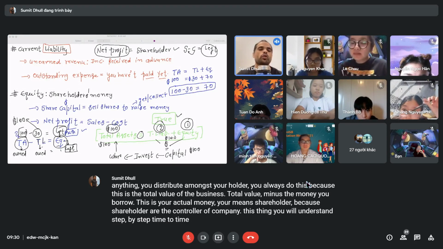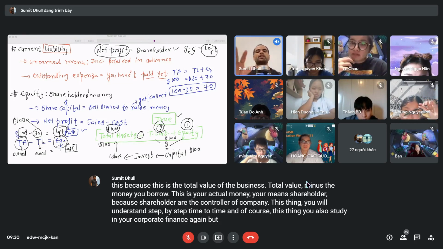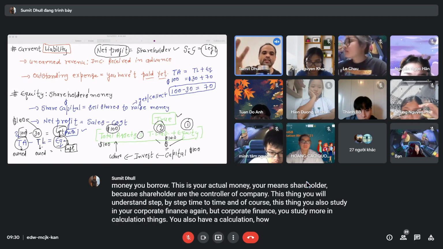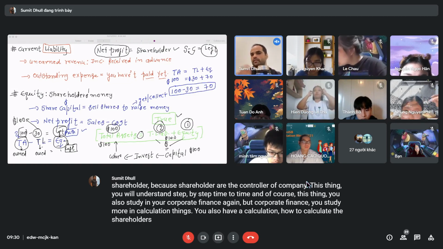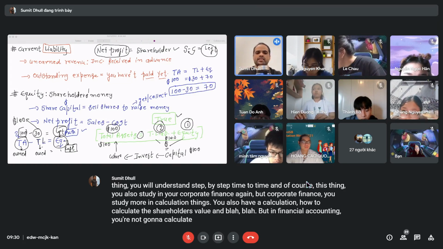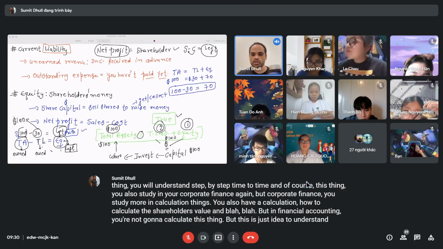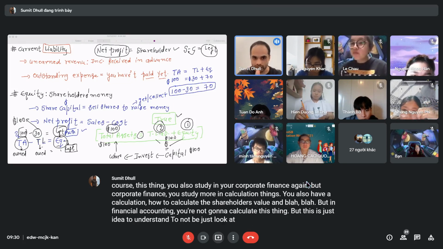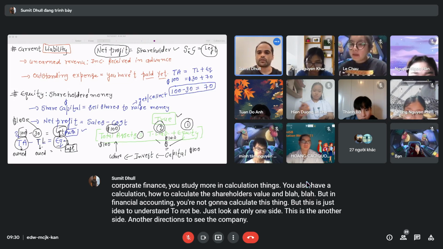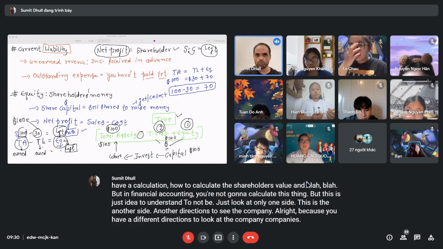And of course, this thing you also study in your corporate finance again. But in corporate finance, you study more of the calculation side. You also learn how to calculate the shareholders' value and so on. But in financial accounting, you're not going to calculate this. This is just an idea to understand, to not just look at only one side. This is another side, another direction to see the company. You have different directions to look at the company. A company is not just one way to look at.